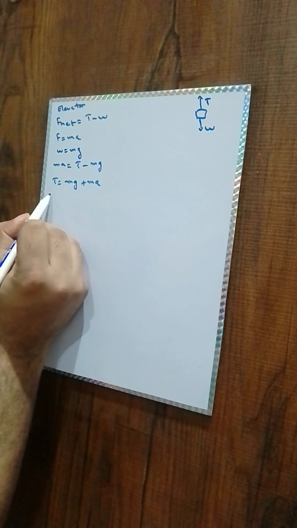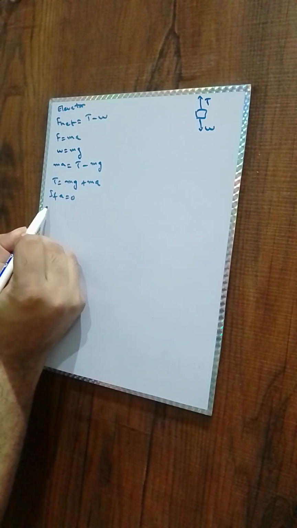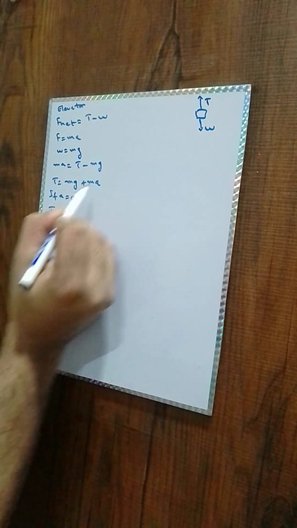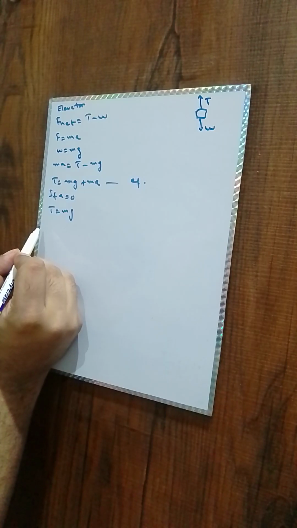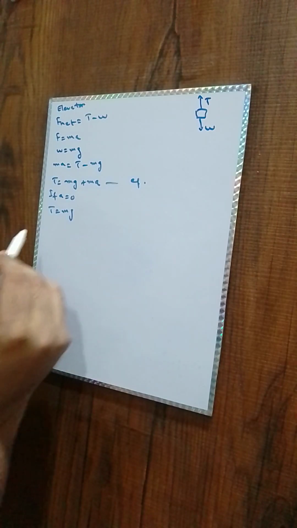g plus ma. Yes. So if acceleration is 0, if a is equal to 0, t is equal to mg. So this is an equation here, and this is an equation here.